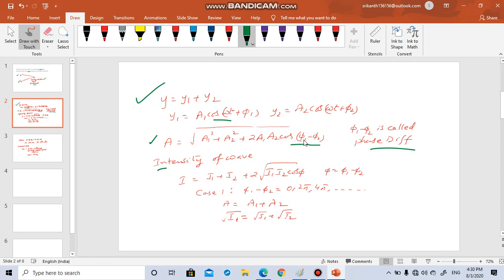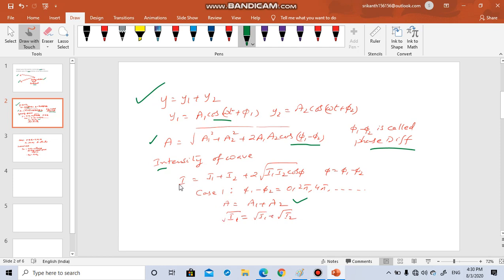So it will become root over a1 square plus a2 square plus 2 a1 a2, which is nothing but a1 plus a2, because under the root you are going to get (a1 plus a2) whole square, and the root is already there. So you get the combined amplitude equal to a1 plus a2, in the case when it is an even multiple of pi.